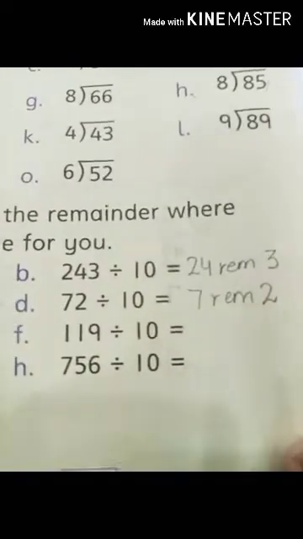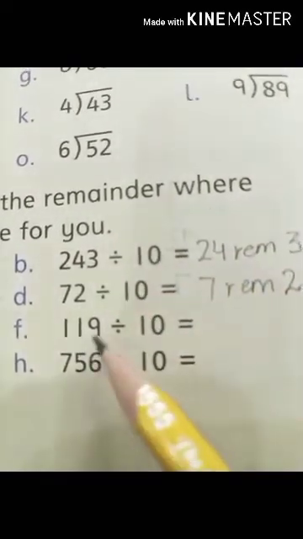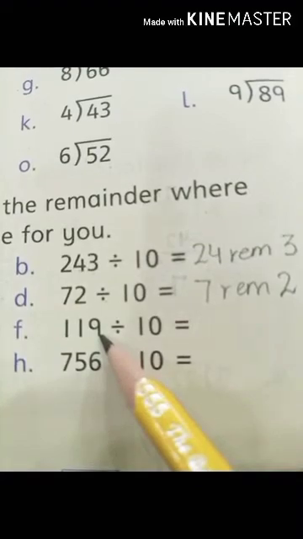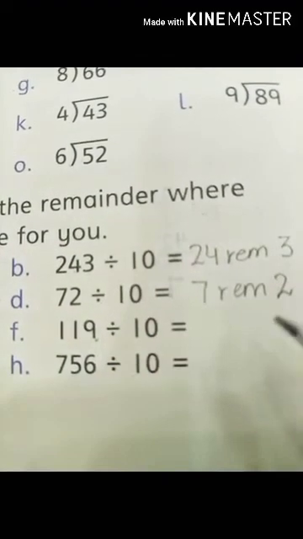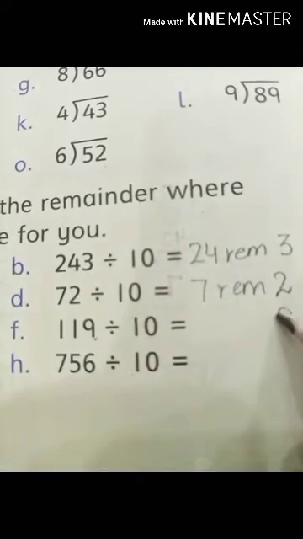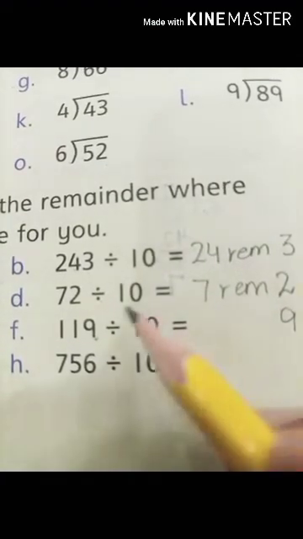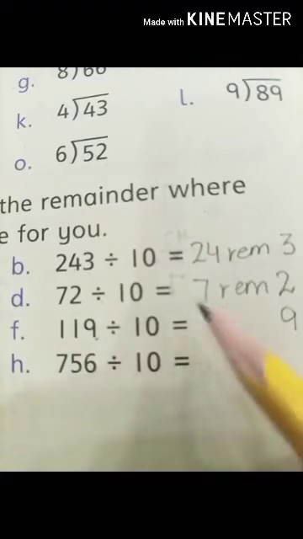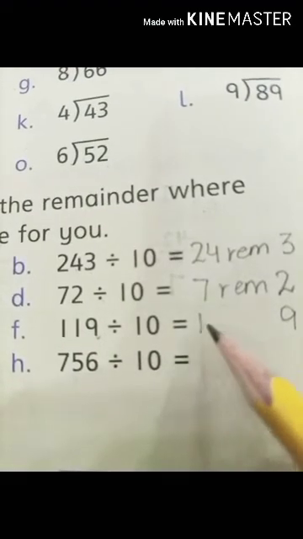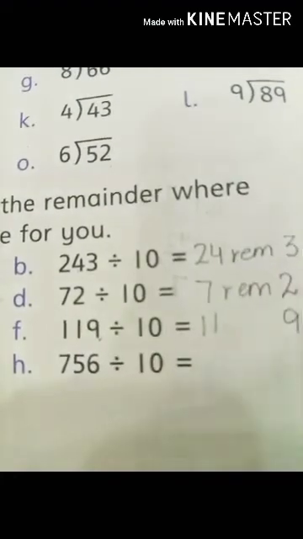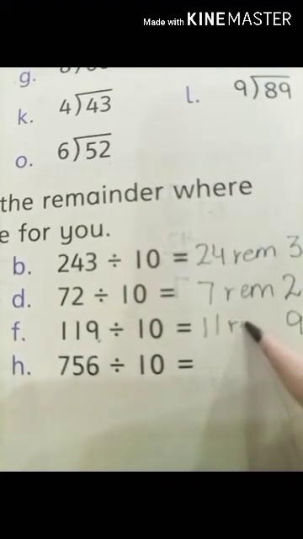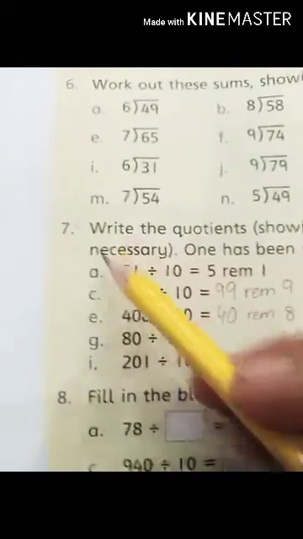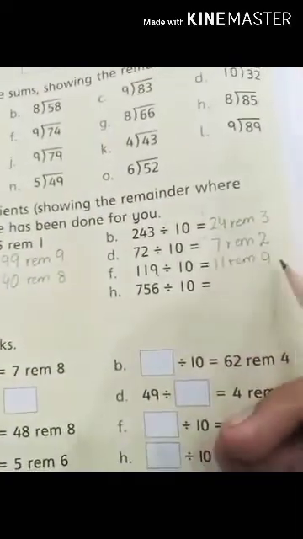Same with the remaining questions. Students, here is the number 9 at the quite right side. So I am writing it in the place of the remainder, and the remaining number, that is 11, is the quotient. Okay. So students, we have solved our question number 7 till the part F.